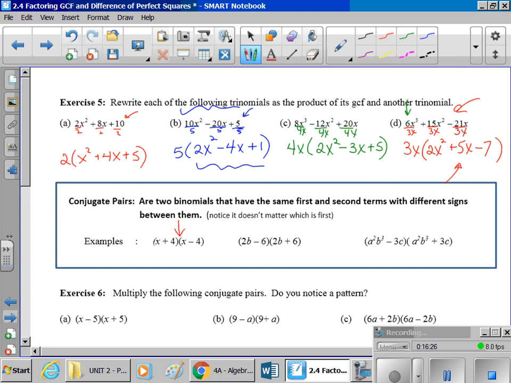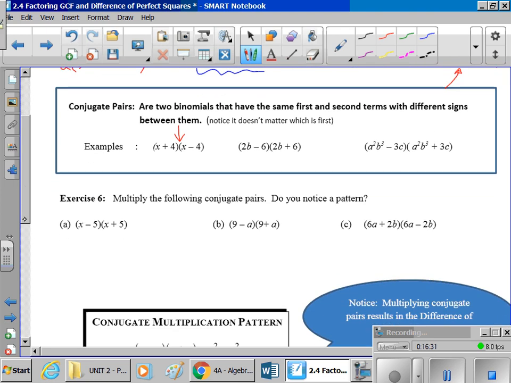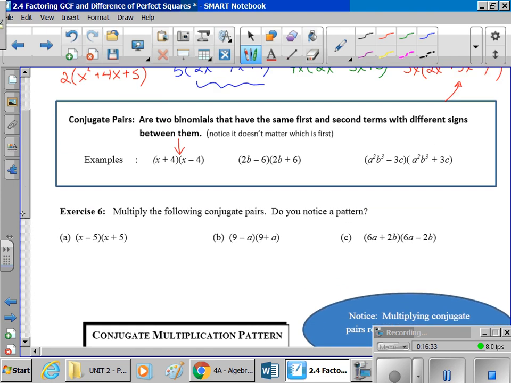So exercise 6 says, let's multiply the following conjugate pairs, and see if you notice a pattern. So let's take a look at this. I don't want to show you the pattern yet, although you have it on your paper. All right, so if we're going to use the FOIL method or the box method, we get first, which is x squared, plus 5x, minus 5x, minus 25. So I get x squared. Notice that these cancel out, minus 25.